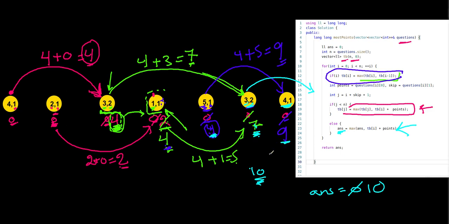We can reach this question with 9 points. The previous one is 7 points, so it's better to have the 9 points. Now 9 plus 4 is 13, and we need to skip one question. It will be out of the table. 9 plus 4 is 13, and again we don't need to store it somewhere in the table. We just store it in the answer if it's greater. 13 is greater than 10, so the answer will be 13. This is the final answer.